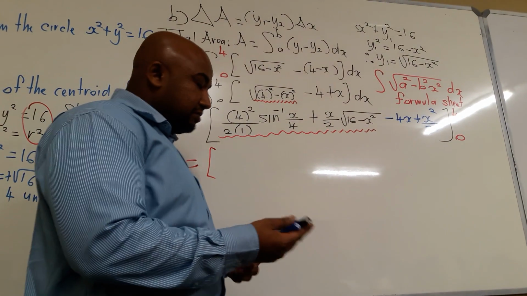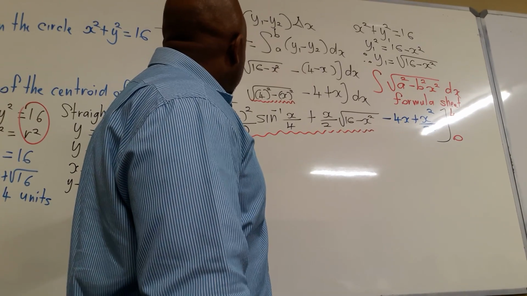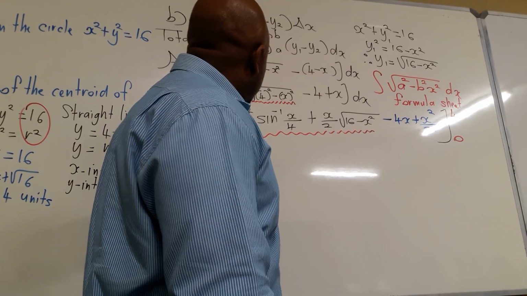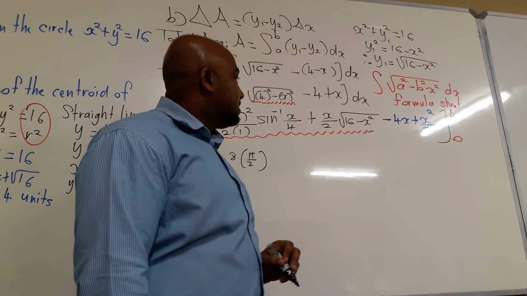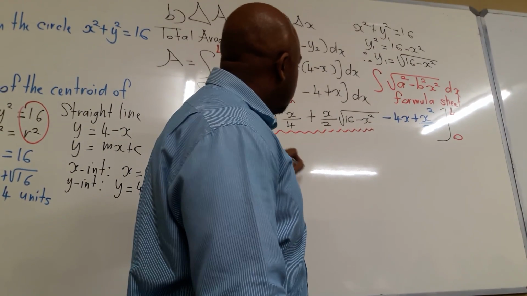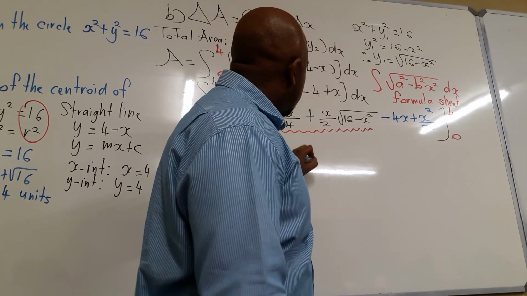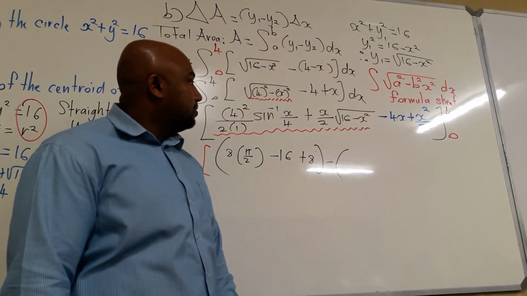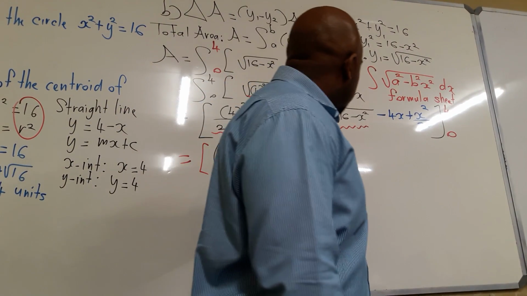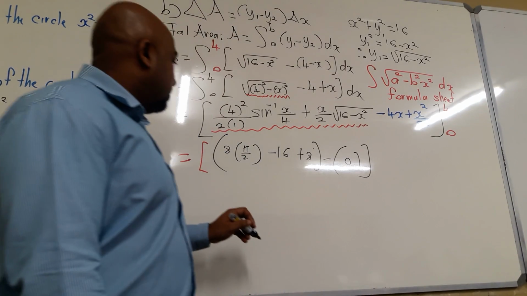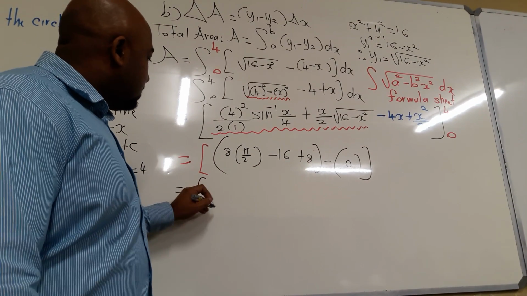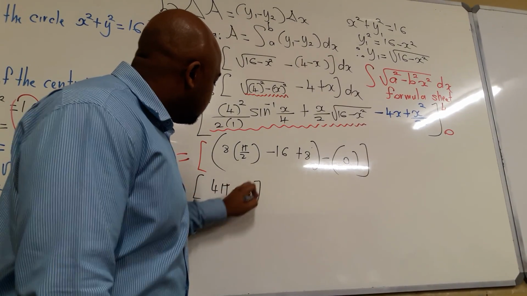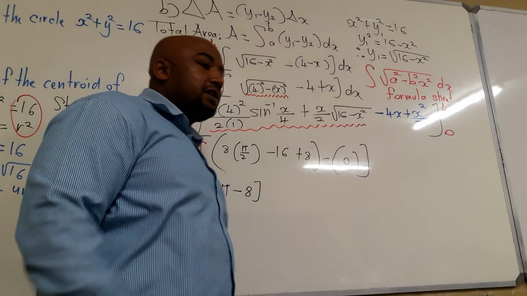Substitute your 4 there. So that will be 16, that will be 8 times pi over 2 there. That's a 0, that will be minus 16 plus 8. Minus, substitute 0, we're going to get 0. Okay. So that becomes 4 pi minus 8. Work out 4 pi minus 8 there quickly.